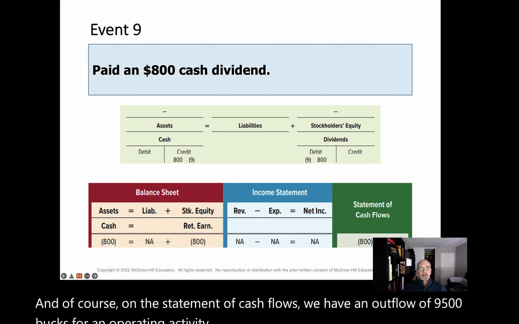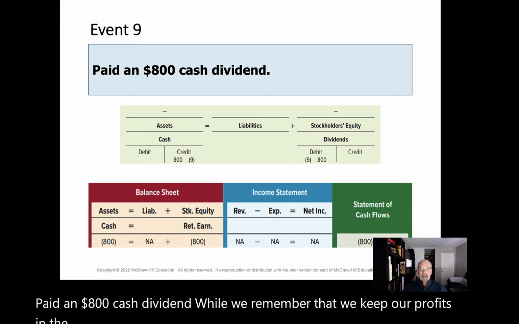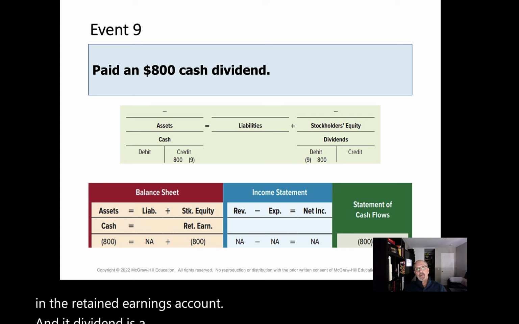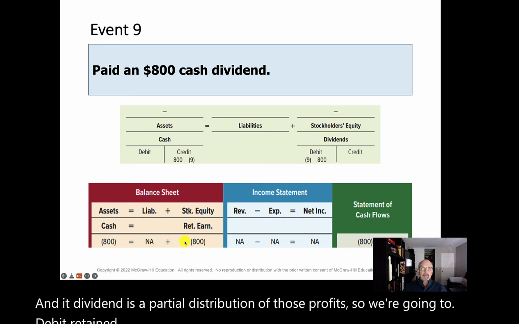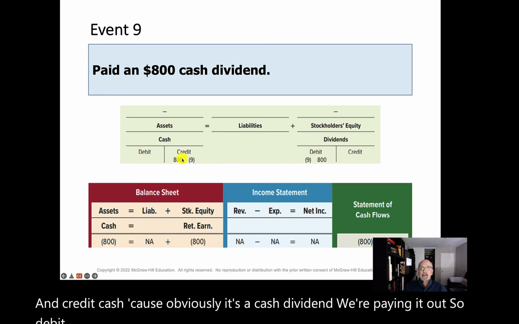Paid an $800 cash dividend. Well, we remember that we keep our profits in the retained earnings account. And a dividend is a partial distribution of those profits. So we're going to debit retained earnings and credit cash. So obviously it's a cash dividend, we're paying it out. So debit dividends, credit cash.